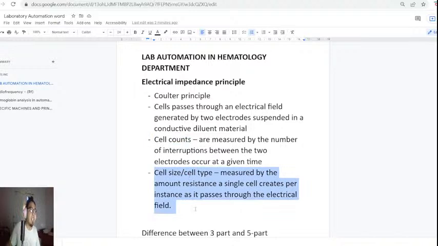How it measures the cell size is the amount of resistance a cell creates as it passes through the electrical field. So the larger the cell, the more electrical resistance it produces, or it impedes. Hence the term impedance. The measurement of the electrical resistance a single cell passing through creates, okay, the resistance.